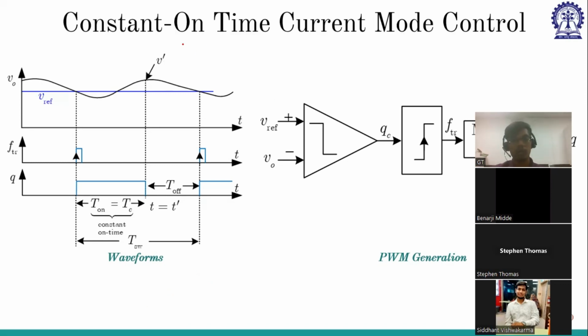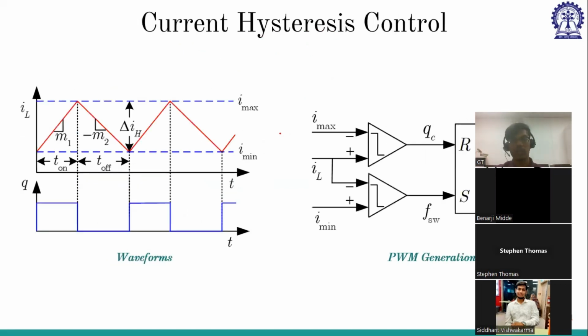So constant on time is again analogous to valley current mode control. That's why, sorry, I think this is constant on time voltage mode control, not current mode control. And that's why we are comparing the voltages, and on time is fixed, and again off time is coming from the loop. So on time is fixed, and whenever it will turn on again, that is coming from the loop.